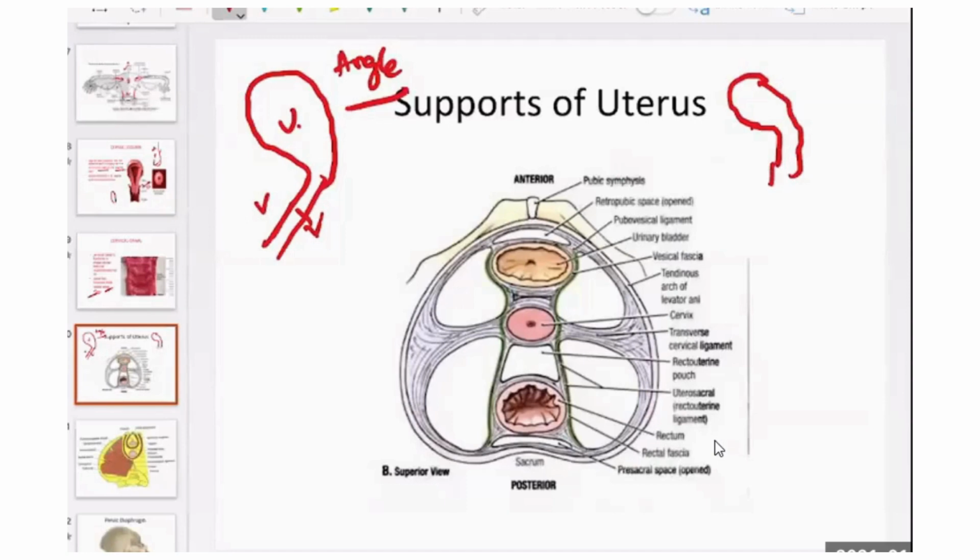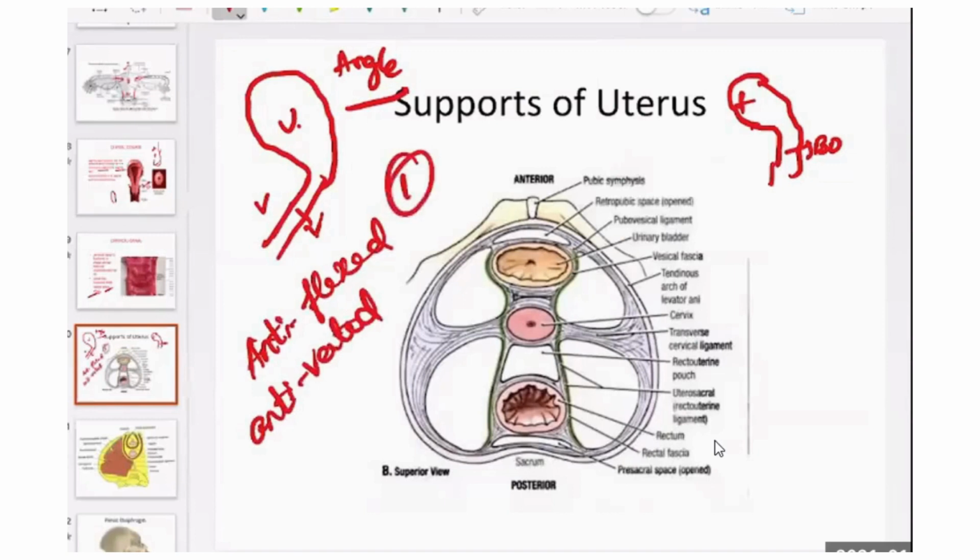Next, fundus and body, anteverted, anteflexed. You remember, anteverted, anteflexed. So angle is the first support. Second support, pelvic diaphragm. What is below is the pelvic diaphragm.